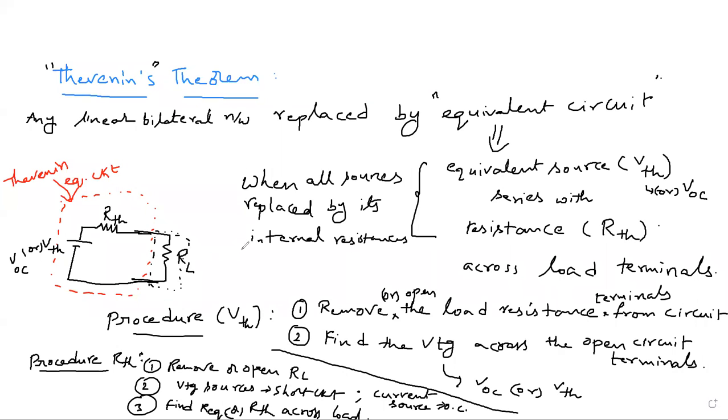See here, if a complex circuit, nothing but your linear bilateral network, is presented, for that circuit you have the load. That load you need to open to calculate your VTH value. That is either remove or open the load resistance terminals from the given circuit. Then the load terminals are getting open. Then find how much voltage is present across those open circuited terminals. That is our VOC or VTH. We can do it in a problem.